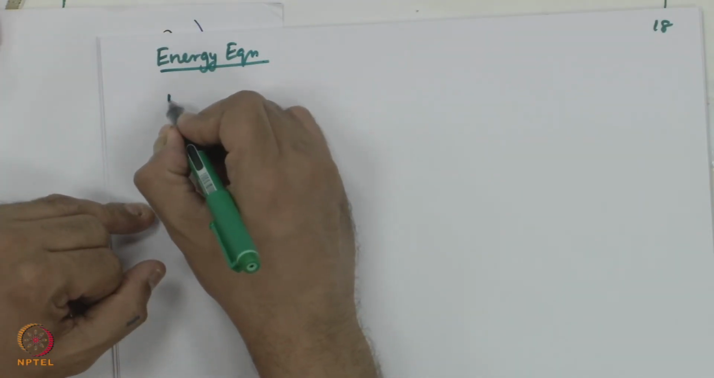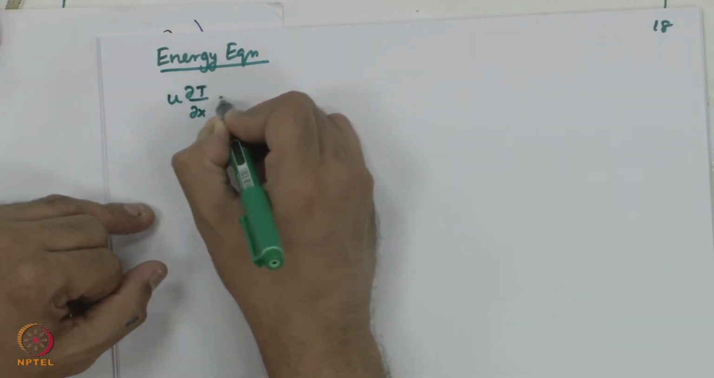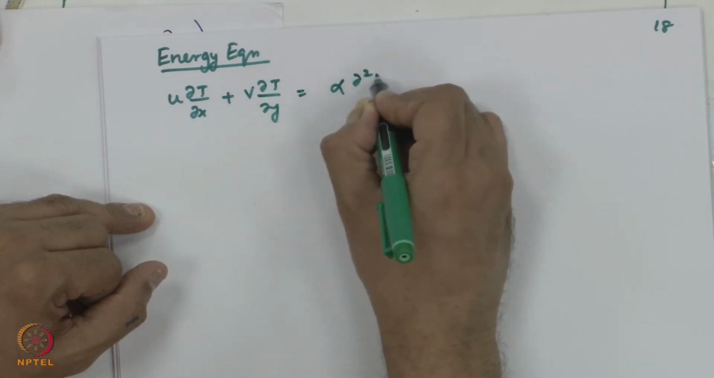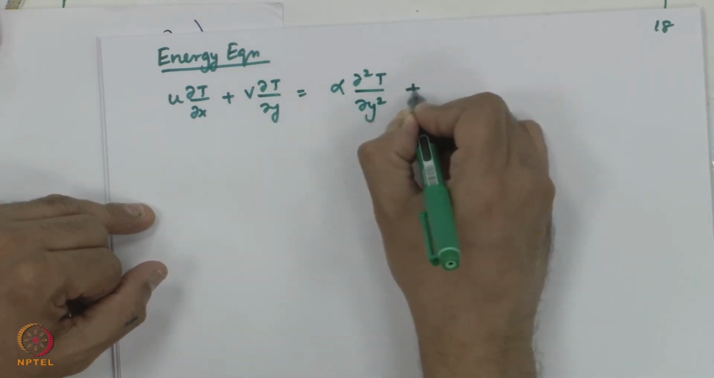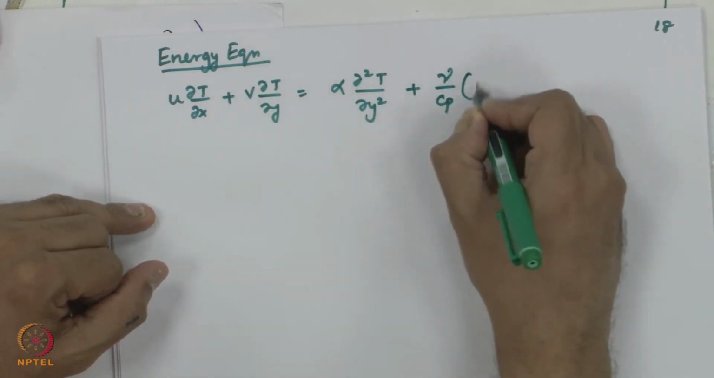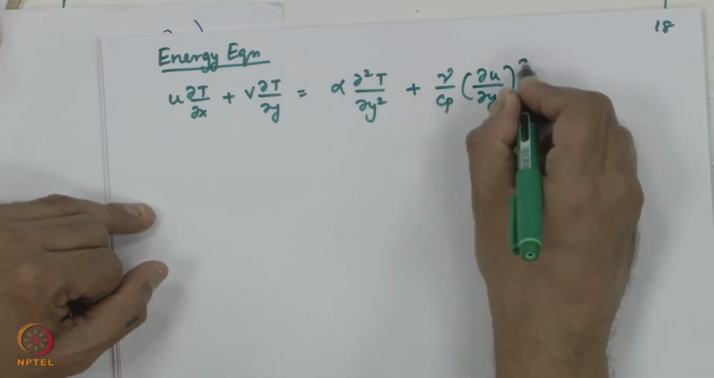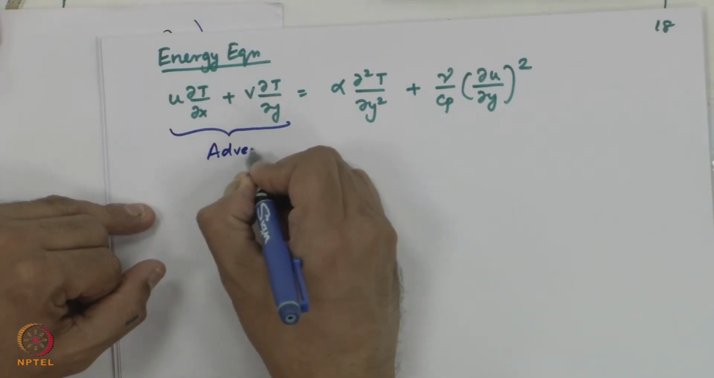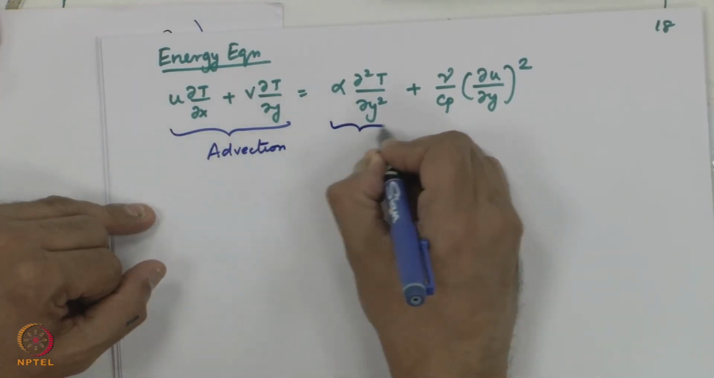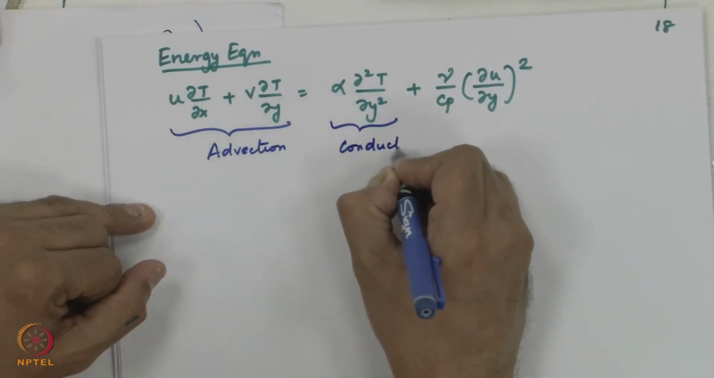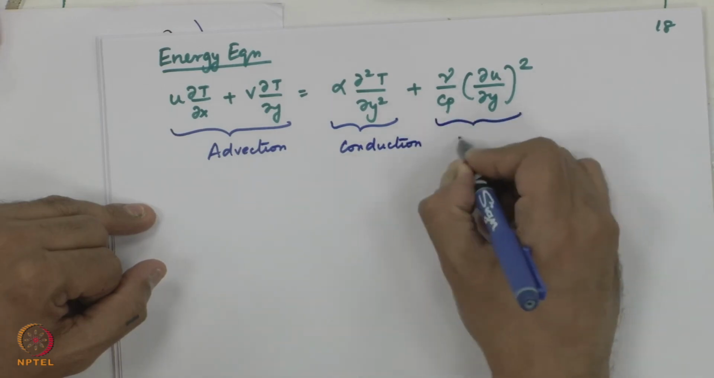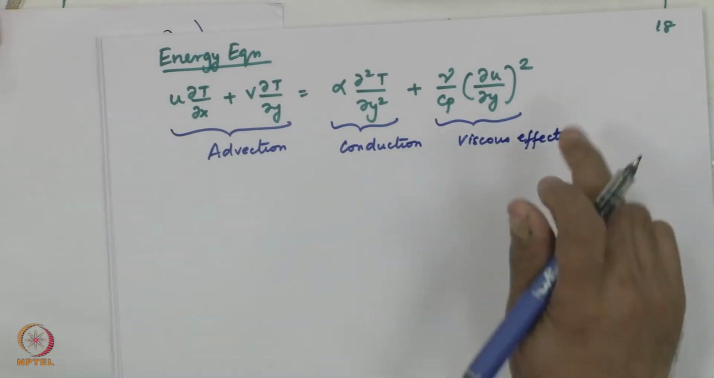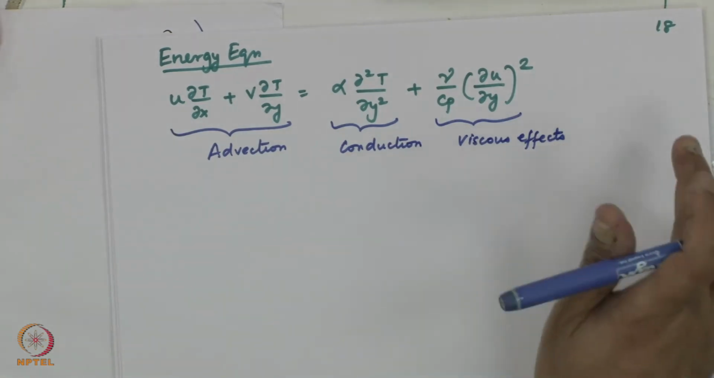So I would write this as u dT/dx plus v dT/dy is equal to alpha d squared T/dy squared plus nu over Cp (du/dy) whole squared. This is advection, this is conduction, this is viscous heating. Important in high speed flows, can be neglected.